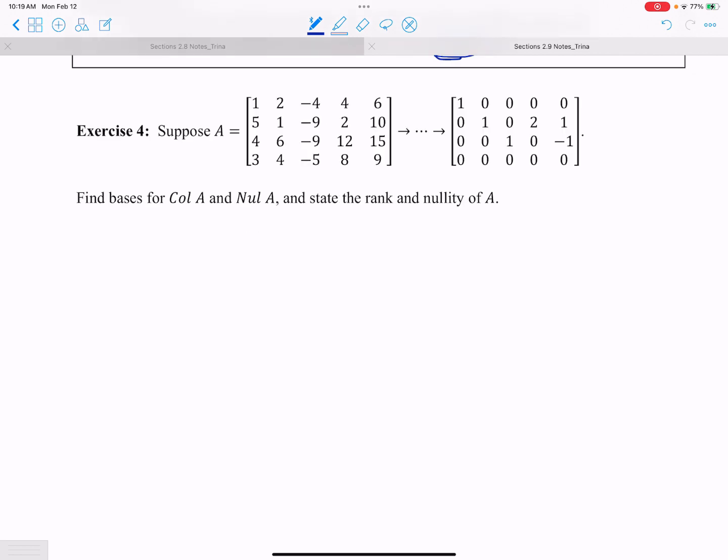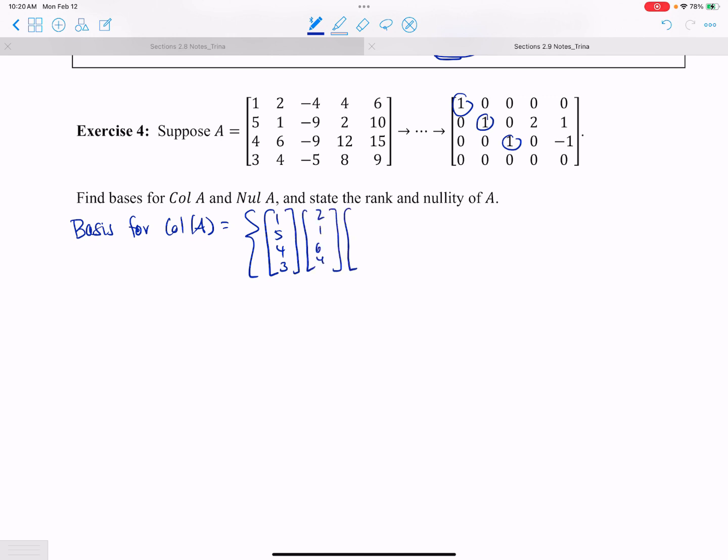Exercise 4 asks us to find the basis for the column space and the null space, and then state the rank and nullity of the matrix. So a little bit of review from last time. Remember that to find the basis of the column space, we identify the pivots. So the first 3 columns have pivots, which means the basis for the column space of A is the set of vectors (1, 5, 4, 3), (2, 1, 6, 4), and (-4, -9, -9, -5). So it's the first three vectors. Really what that tells me is that the last two vectors are dependent on the first three.